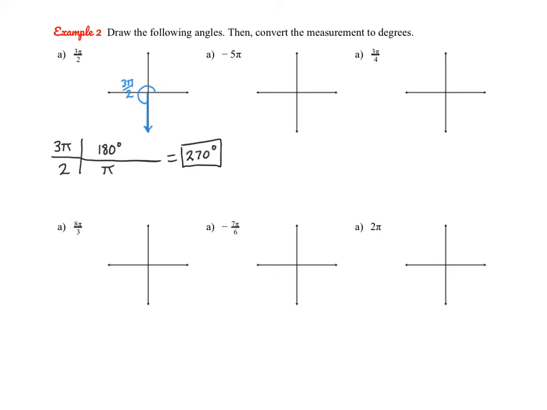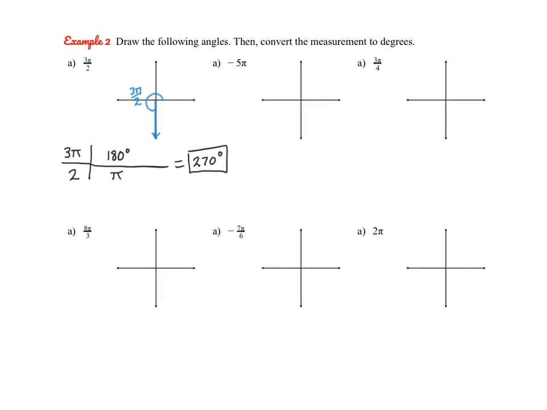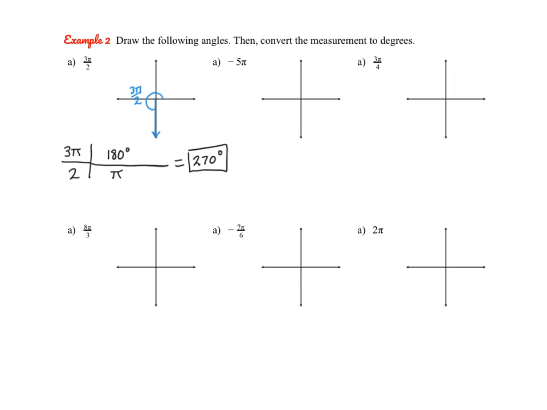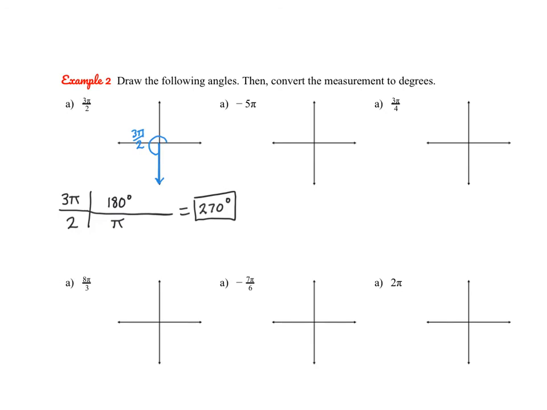Okay, next we have negative 5 pi. So here, this one, negative 5 pi, it would be nice to have maybe a coterminal angle for us to work with. That's a little bit easier to plot. So just like finding coterminal angles in degrees, we can find them in radians by simply adding or subtracting a full rotation. So in this case, a full rotation, instead of adding 360 degrees, we're going to add 2 pi. So again, we're just finding a coterminal angle that's easier for us to work with.